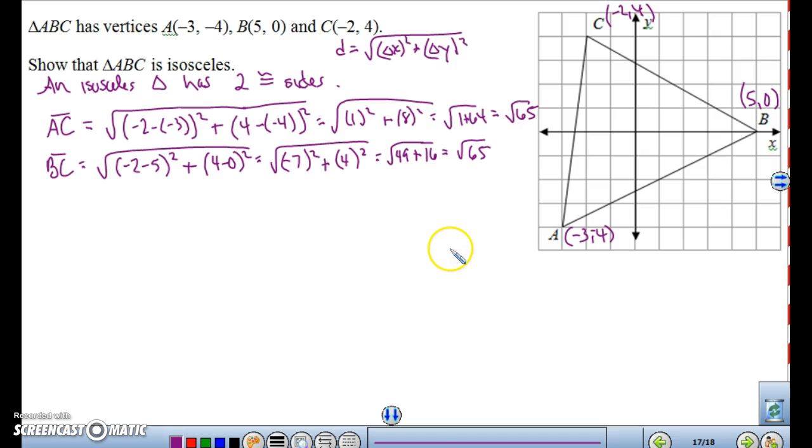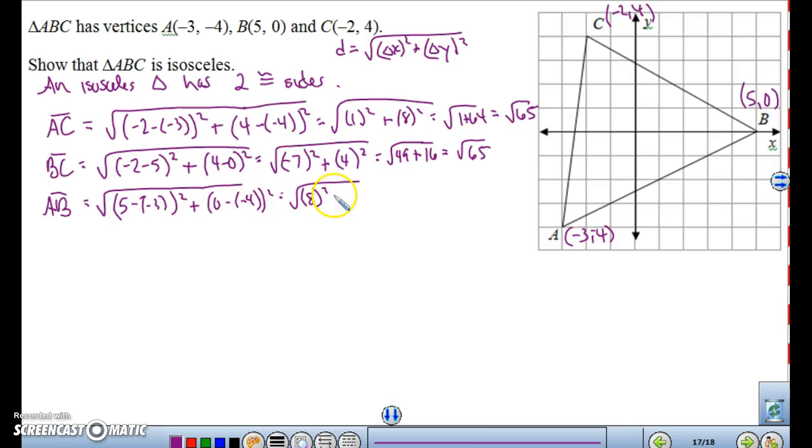Okay, so I've already proved that those two sides are congruent. So, just for argument's sake, if we did AB, just to make sure the third side isn't equal as well, let's do AB. Using the coordinates, we have 5 minus -3, watch your signs, and 0 minus -4. And we have 5 minus -3 is 8 squared, 0 minus -4 is 4 squared. So that is 64 plus 16, which is the square root of 80.